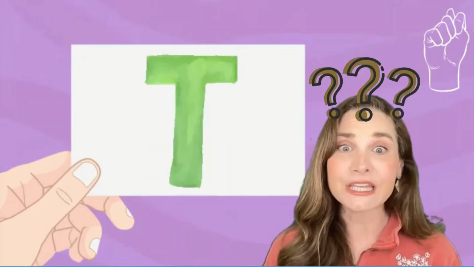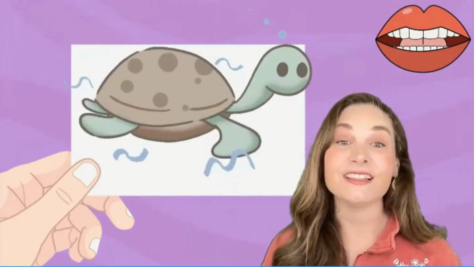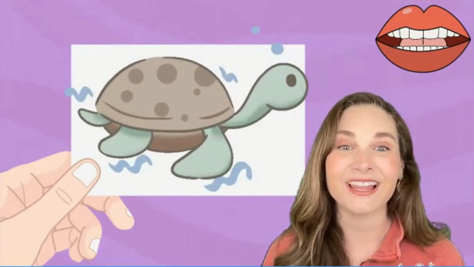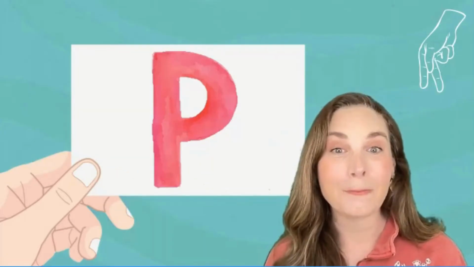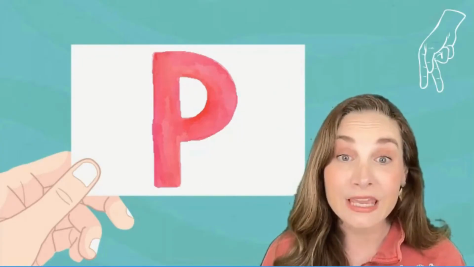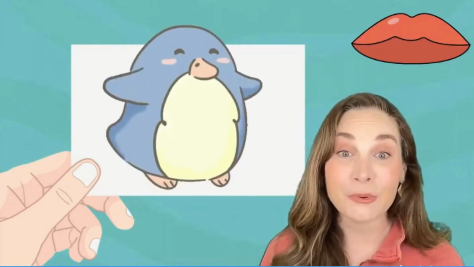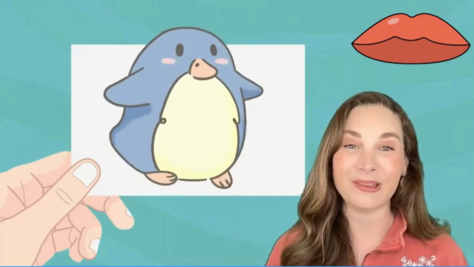This is the letter T. And what does the letter T spell? The letter T spells T, like in the beginning of the word turtle. This is the letter P. And what does the letter P spell? The letter P spells P, like in the beginning of the word penguin.